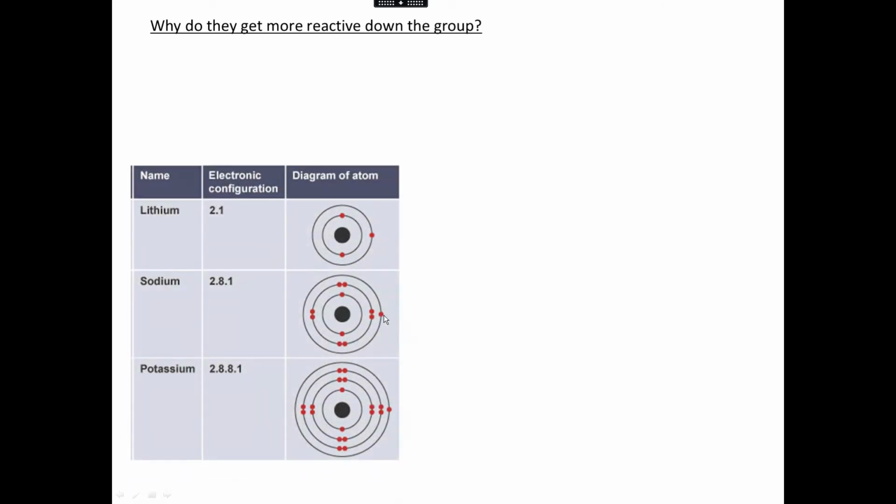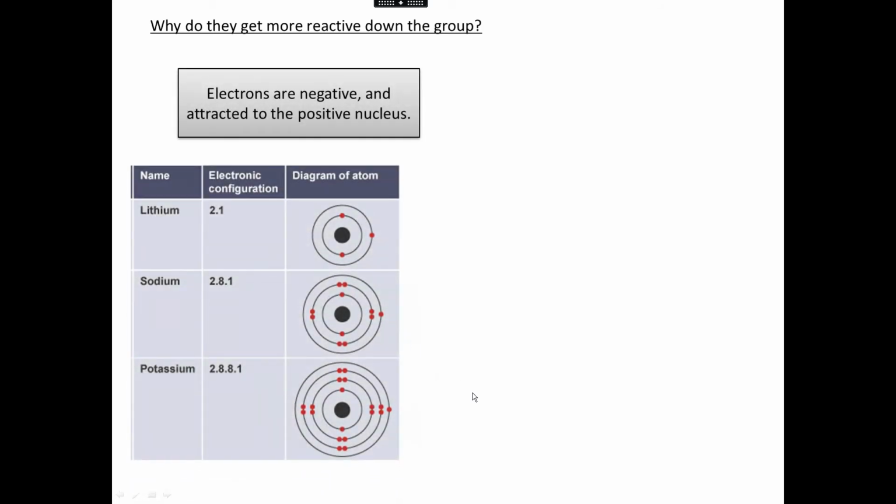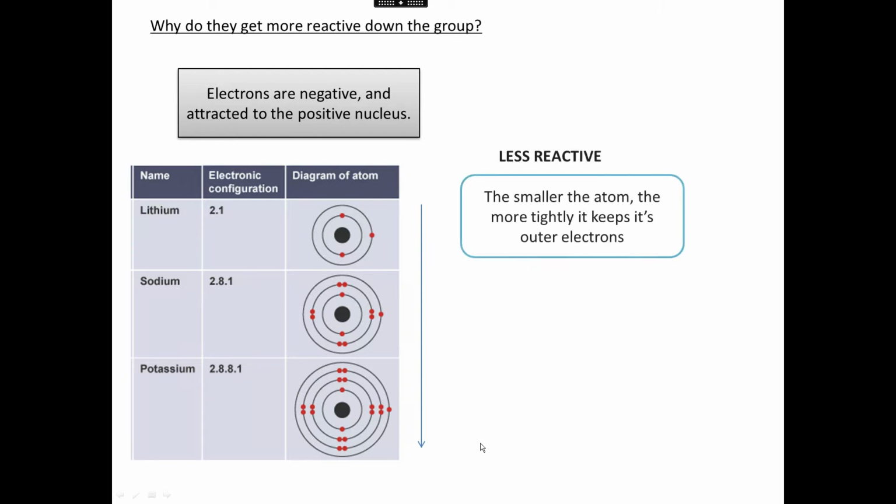Moving down the group then, the outer electron gets further from the nucleus, therefore it is easier to lose the outer electron, making it more reactive. Okay, so the smaller the atom, the more tightly it keeps its outer electrons. It's closer to the nucleus, it's more attracted to the positive protons.